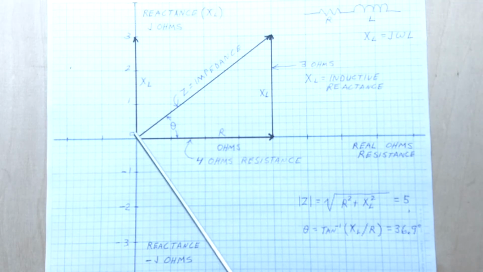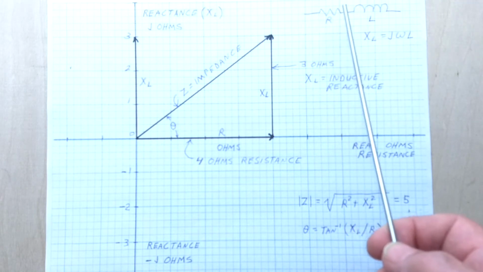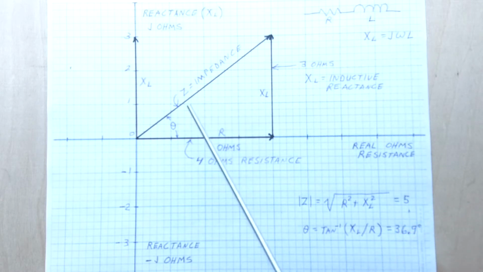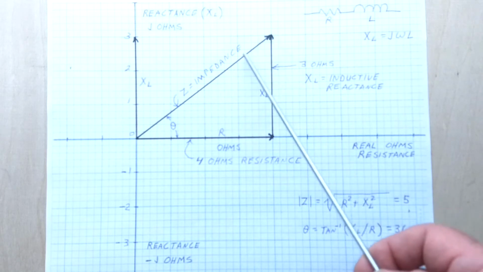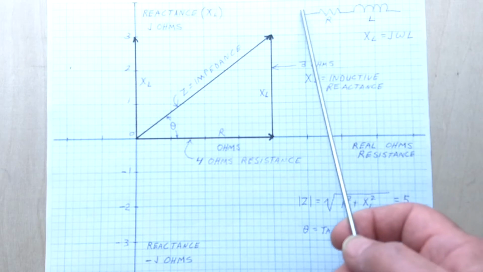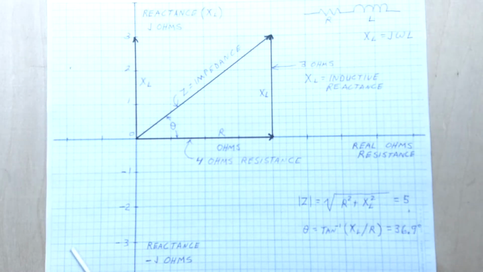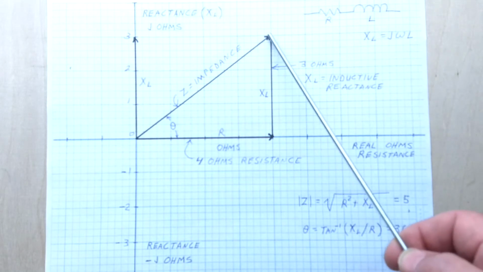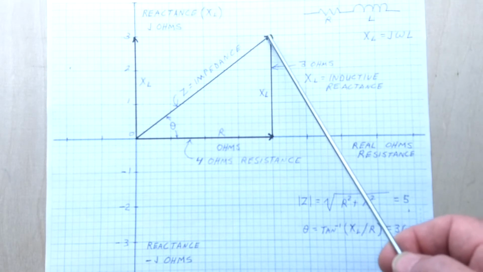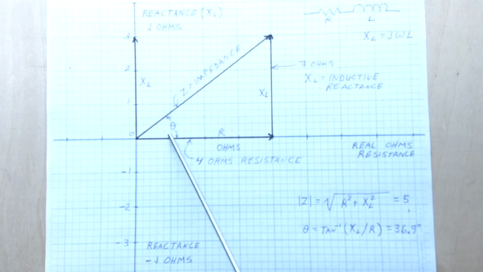Now the combination of resistance and any reactance is called impedance, and this line here represents the impedance of the RL circuit. Note that the impedance also has a direction, and this angle theta tells us the direction of that phasor impedance.